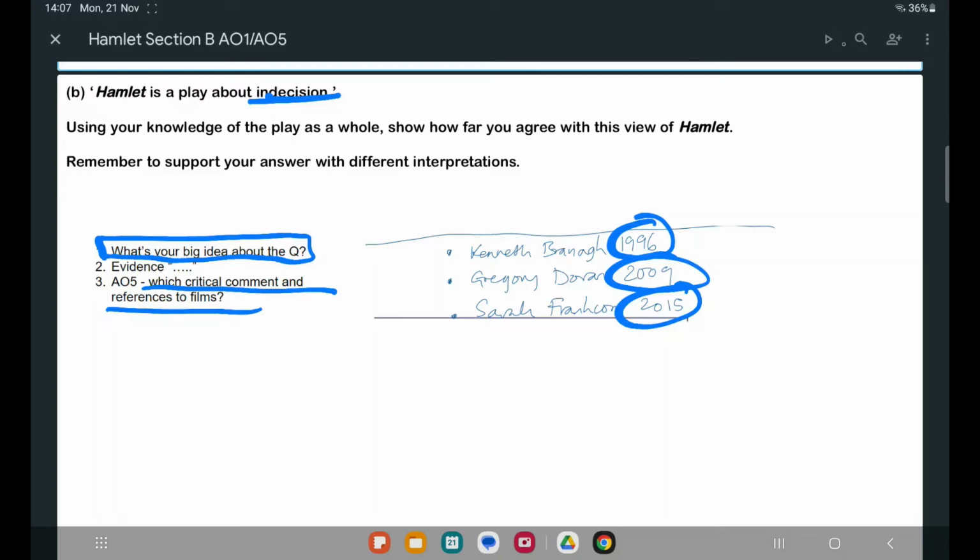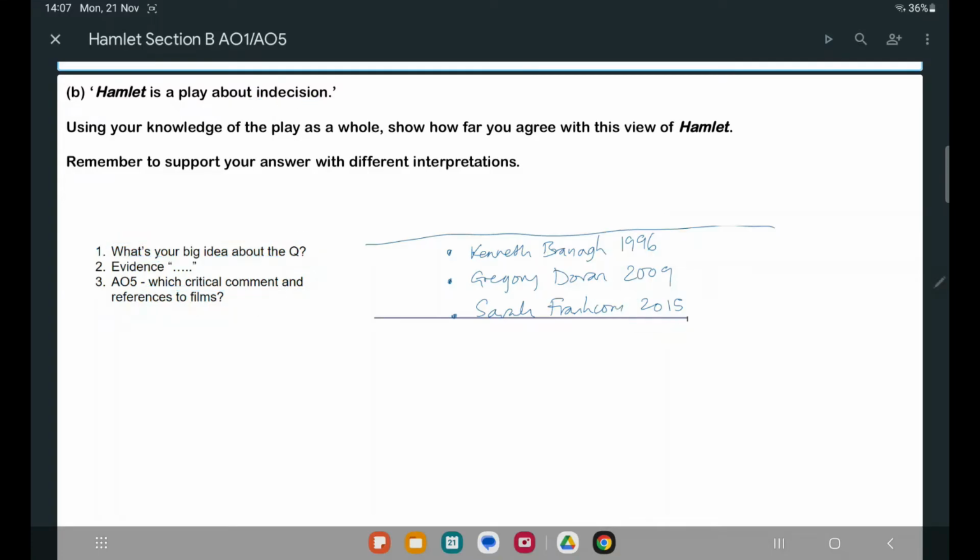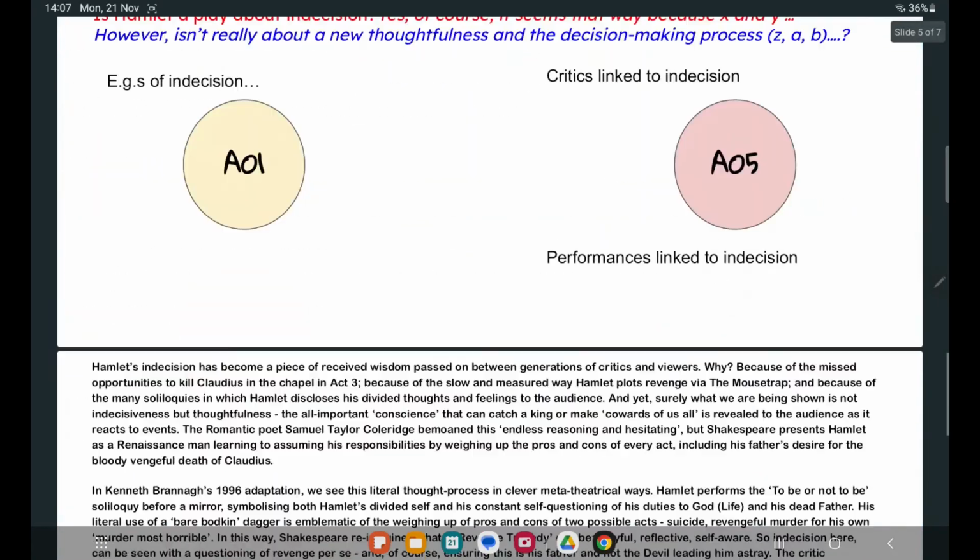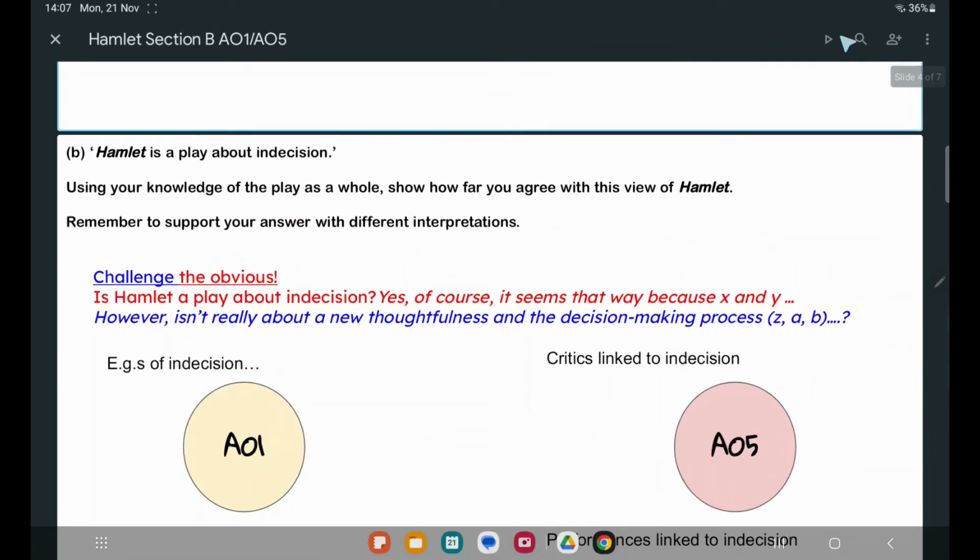Okay, moving on, let's look at planning for this question. So here, one useful thing is to think about how you can argue against, challenge the obvious. So, Hamlet is a play about indecision. That's basically saying, is Hamlet a play about indecision? You might say, well, yes, of course, it seems that way because we see Hamlet being indecisive here, X, and here, Y. However, isn't it really about a new thoughtfulness and the decision-making process because of Z, A, and B?